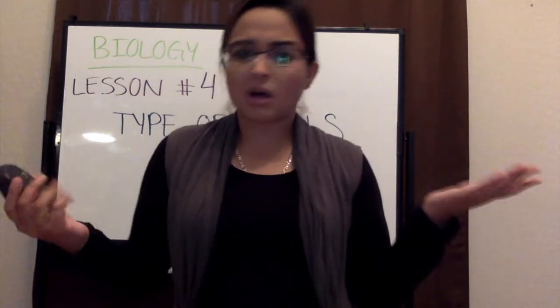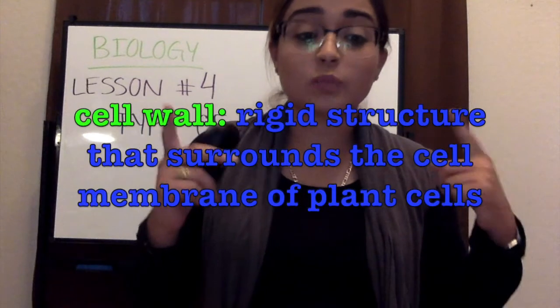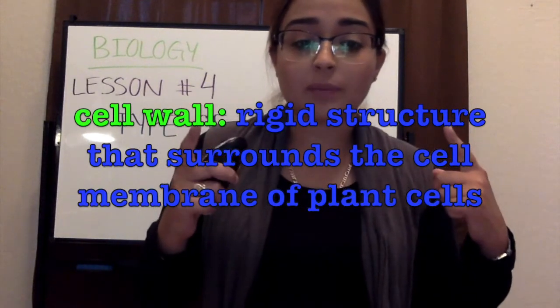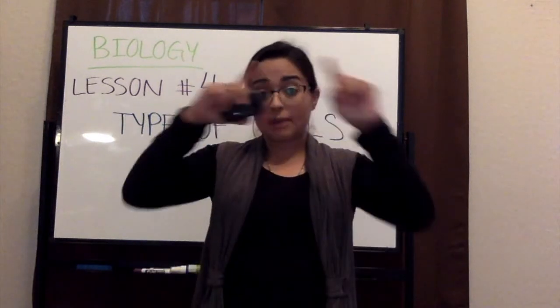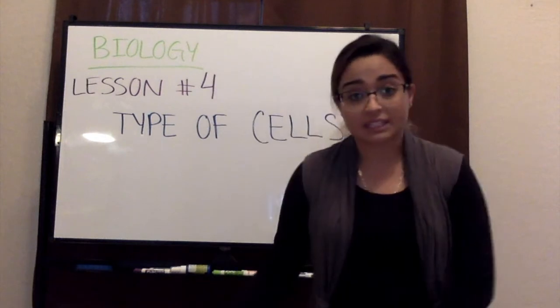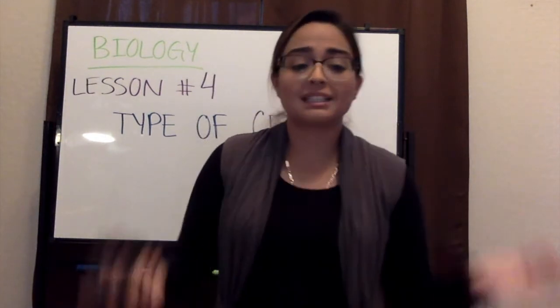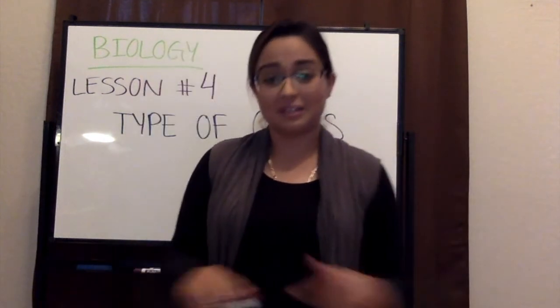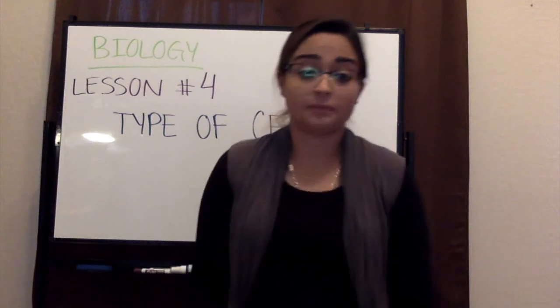Now, what's a cell wall? It's also another one of our keywords. A cell wall is a rigid structure that surrounds the cell membrane of plant cells. So besides the cell membrane, which is the one that acts like a doorway for what goes in and out of the cell, it also has, what did I say it was called? A cell wall. So around that, it has even more protection.